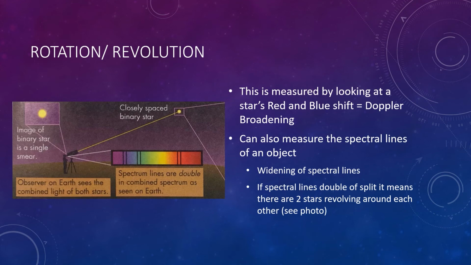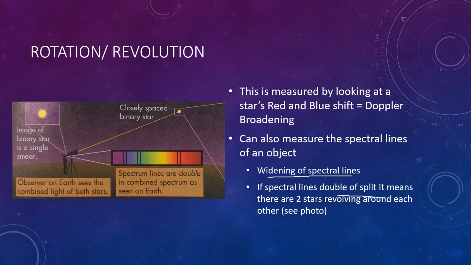The rotation and revolution of a star is also very important, and this is measured by looking at the star's red and blue shift, or its Doppler broadening, which can also be measured with spectral lines of an object, the widening of the spectral lines, for example. And if the spectral lines double or split, it means there are two stars revolving around each other.